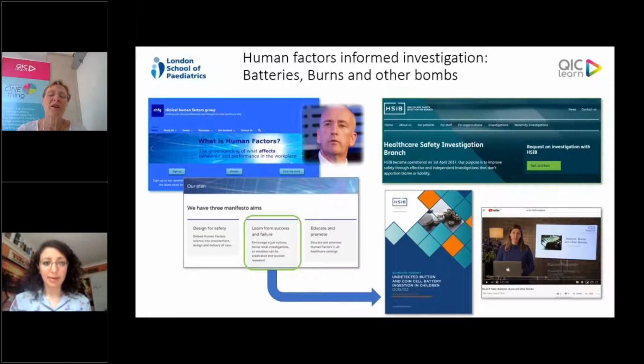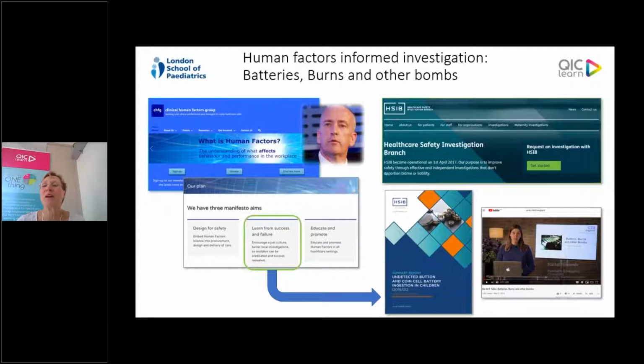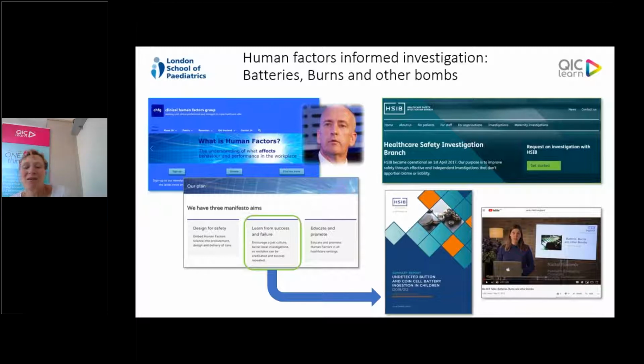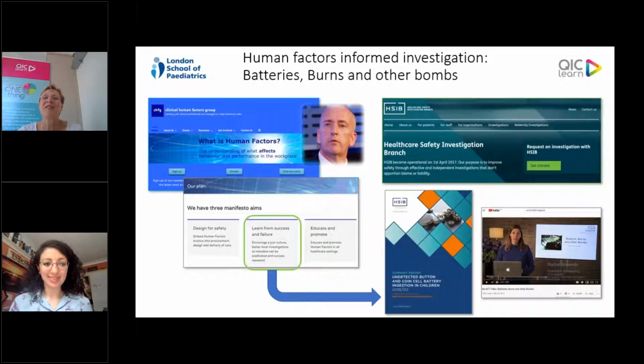So as a charity, CHFG has campaigned for three things. One is for patient safety design, which we're still campaigning for. The second was learning from success and failure in the way we do investigations. And the third was around education to promote human factors learning.